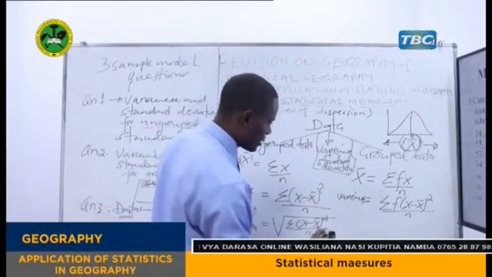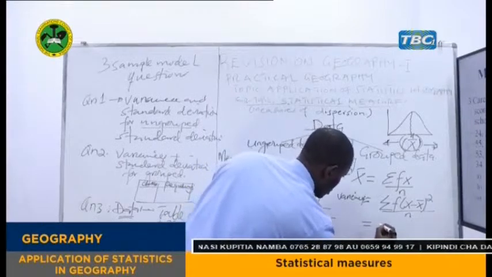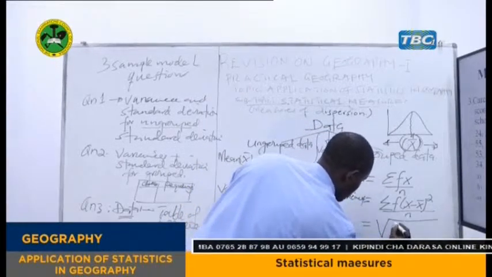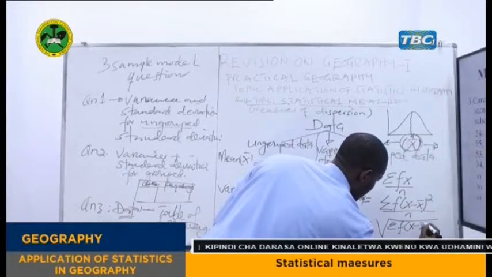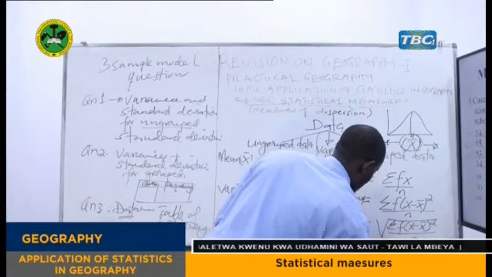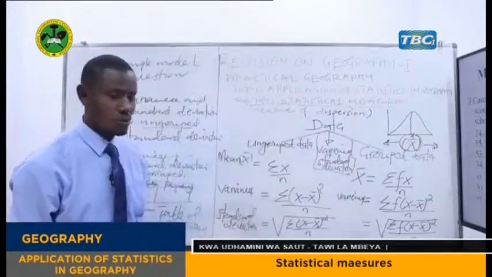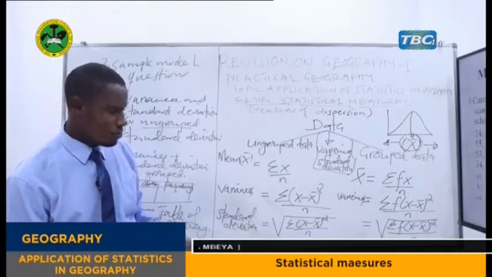The standard deviation for grouped data is given by the square root of the variance. Then it will be equal to the square root of the summation of f times (x minus x bar) squared, divided by n. So it's very important to revise those things, because the questions that we are going to try to solve or revise will be centered on them.